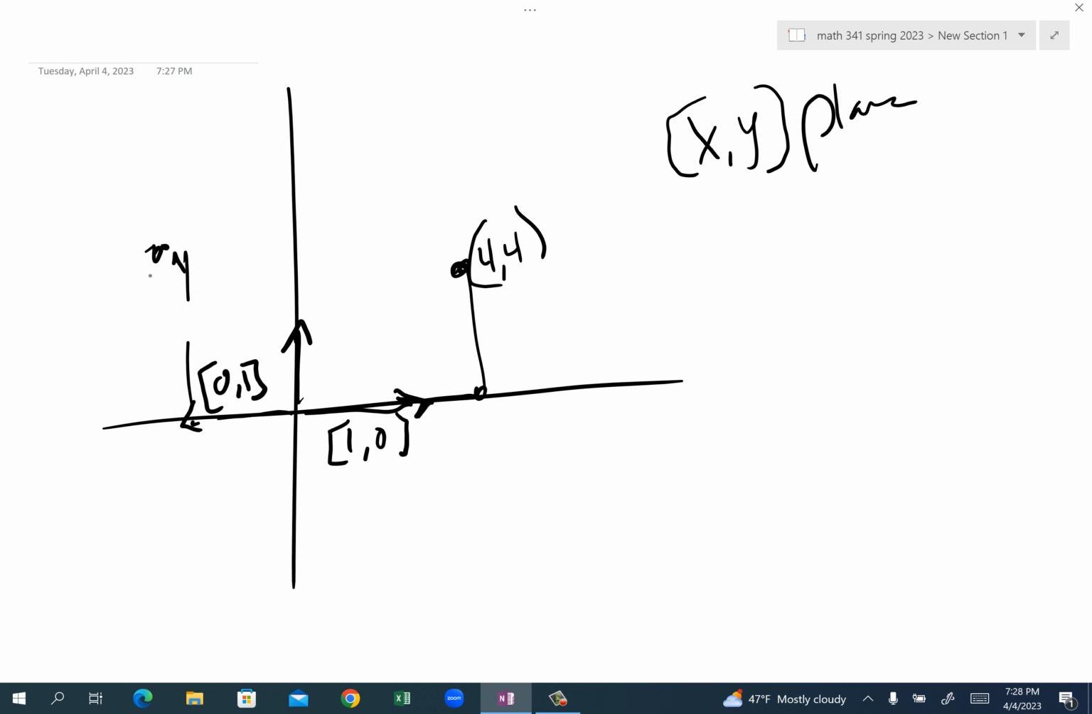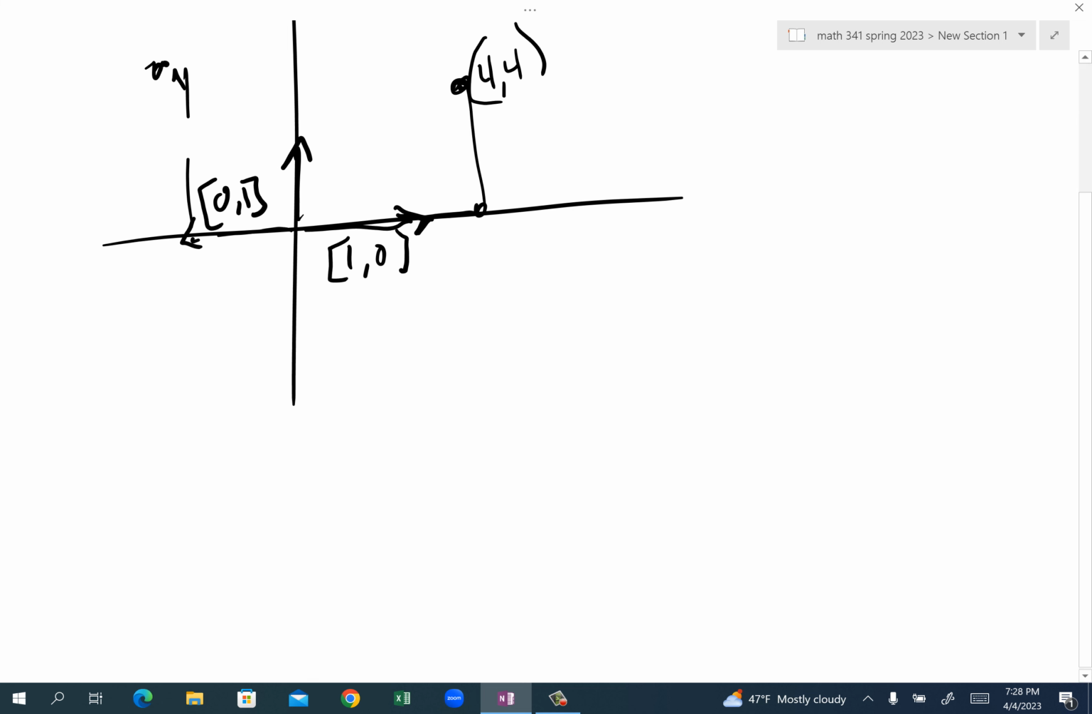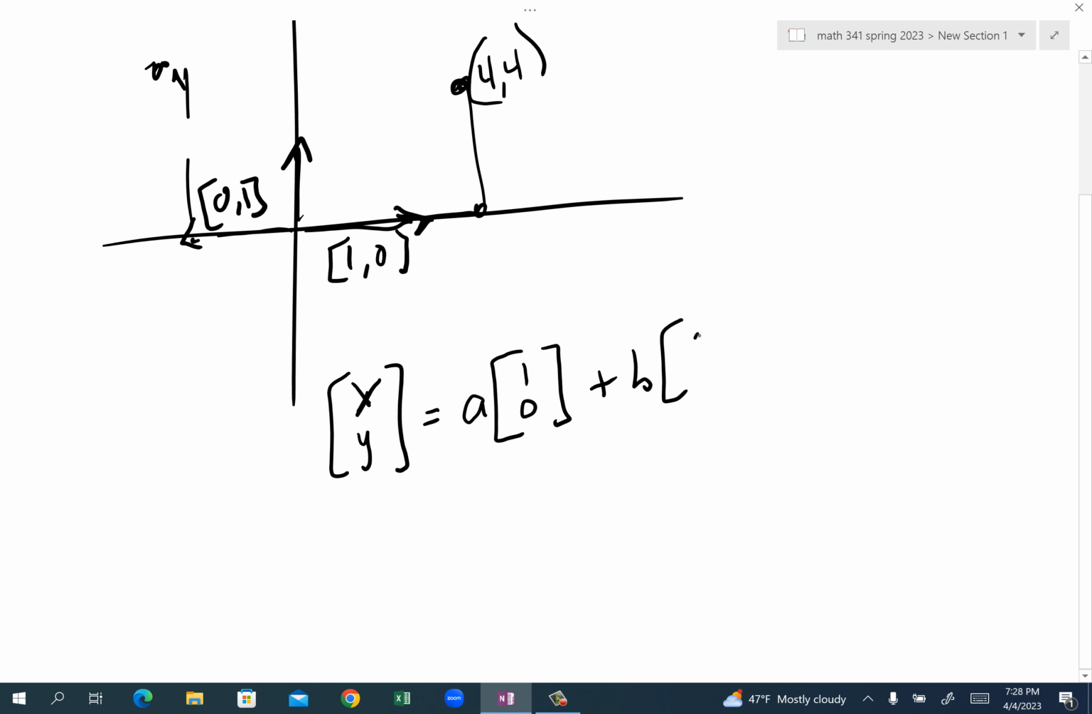That's a big deal, that bit right there. That thing right there is huge. And in fact, we could say that in this case, x and y is equal to a times 1, 0 plus b times 0, 1. That creates the entire xy plane.